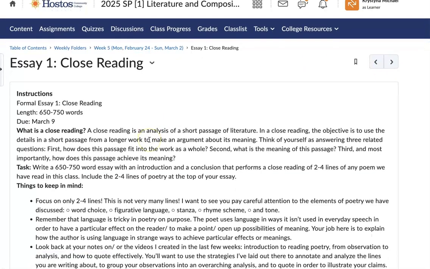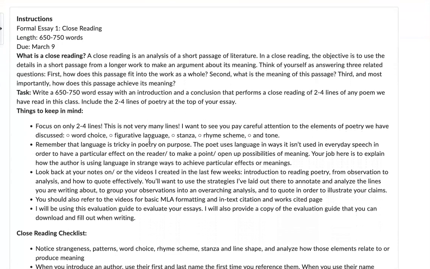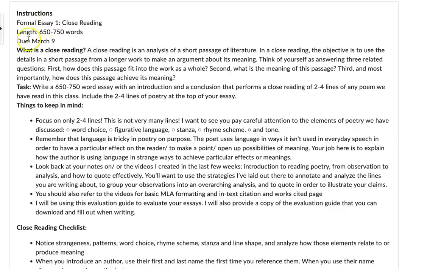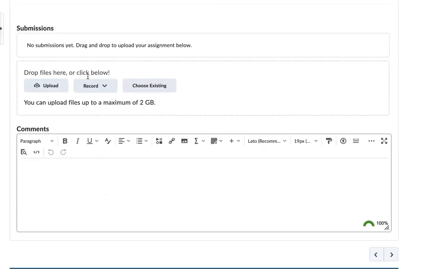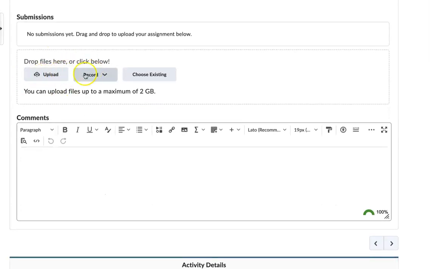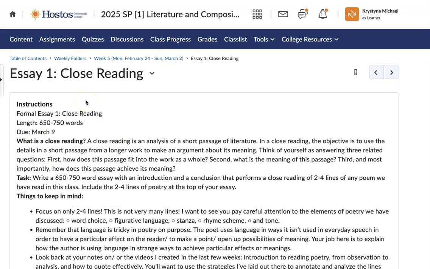And then the next thing I want you to do is review the prompt for the close reading essay. So you can see this is due March 9th. The final draft is due March 9th. You can see there's a place to upload your essay. You're not going to use this to submit your essay until March 9th. So this week you're not submitting anything here.